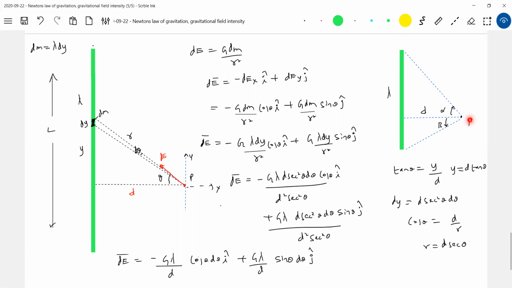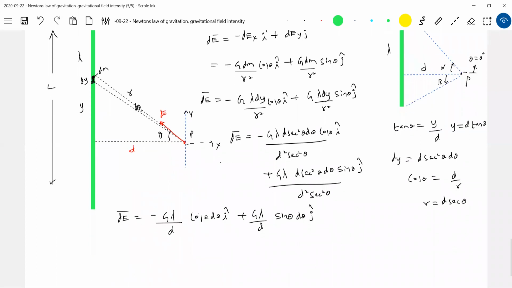So what is this? This is the theta equal to 0 degree line. Now, if I vary theta from 0 to plus alpha, I'll get the field at point P due to the upper part of the rod. If I vary d theta from 0 to minus beta, why minus beta? I'm measuring opposite to alpha. Then I'll get the field at point P due to the lower part of the rod. So what should be the limit now? dE bar equals minus G lambda d theta.